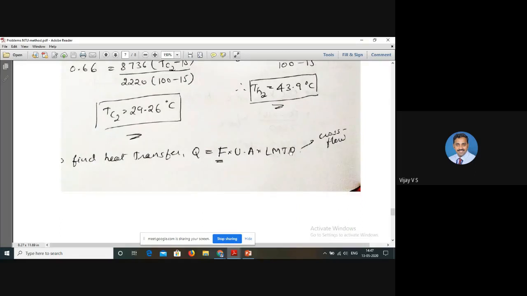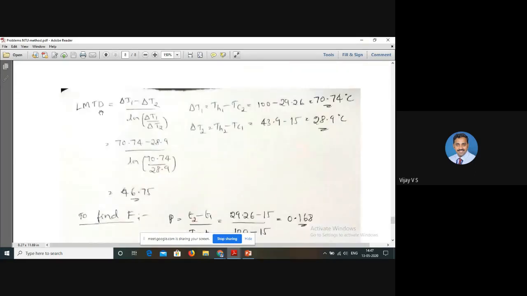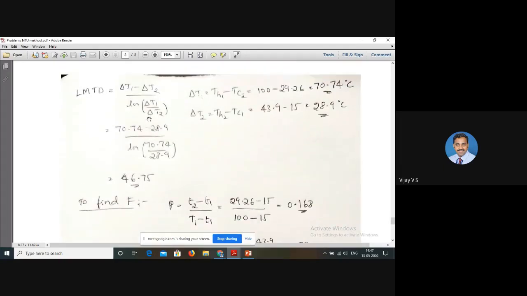Now I want LMTD. I know all the four temperatures, therefore I will find out LMTD now. Delta T1 and delta T2, this is the formula. Delta T1 is similar to that of counter flow: TH1 minus TH2, 70.74. Delta T2 is TH2 minus TC1, that is 28.9. I know these two, so LMTD I will get 46.75.